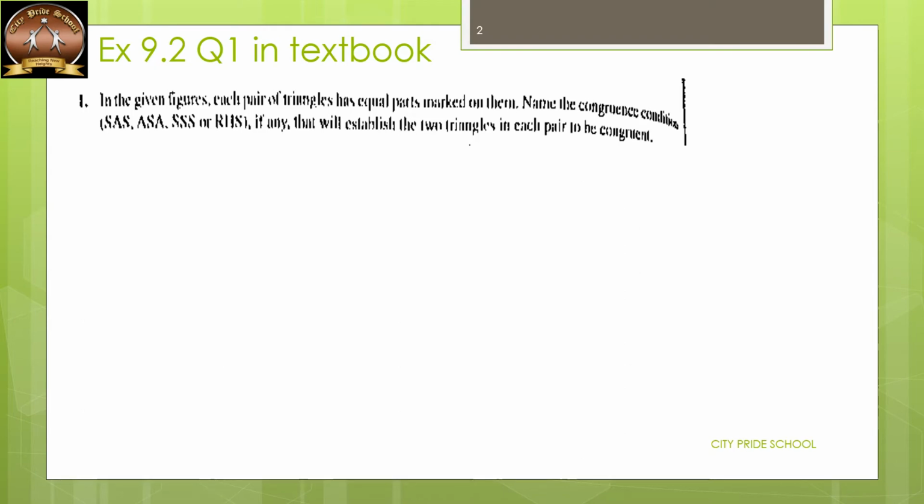The question number 1 says that in the given figures each of the triangles have equal parts marked on them. So you have to just write the congruence condition. So let us take the first one.